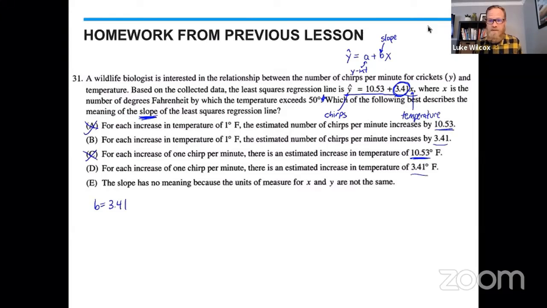Well, when it comes to slope, you do not have to have the same units for X as you do for Y. This is certainly not the answer that we're looking for. So we either know it's answer choice B or answer choice D.